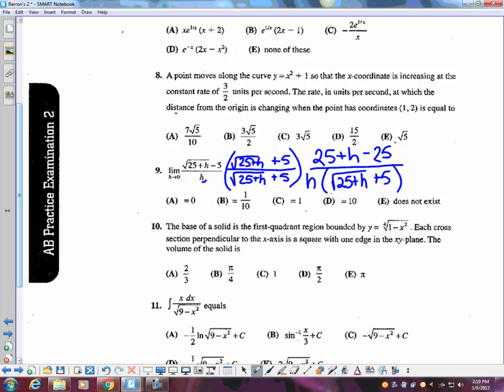Now the 25s on top cancel first. Then the h that's on top cancels with the h that's on the bottom. So here's where I'm sitting. Remember, I'm taking the limit as h approaches what? I couldn't do it here because it made the bottom 0. Can I shove a 0 in there? Square root of 25 is 5. 5 plus 5 is, what's your answer? Nice.